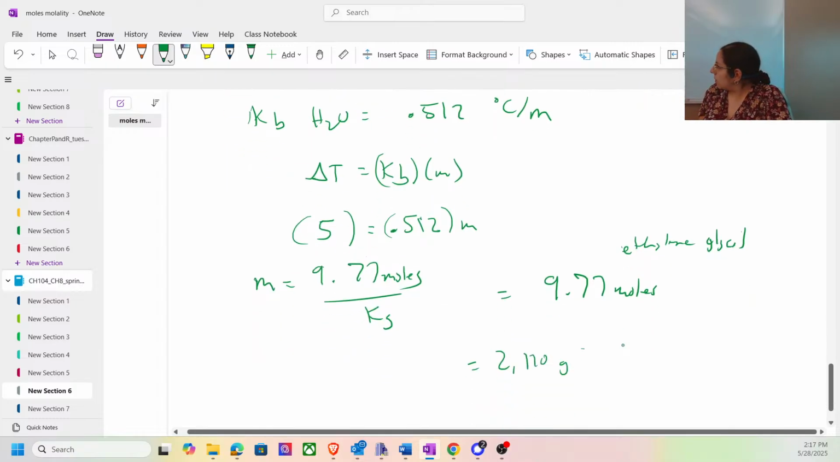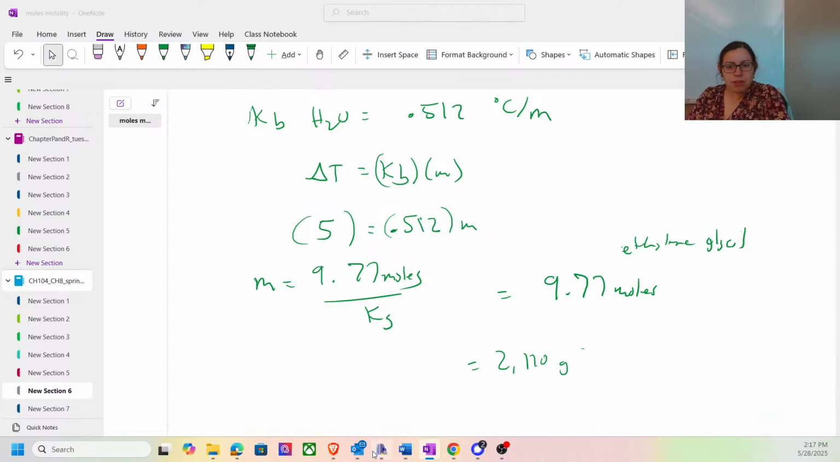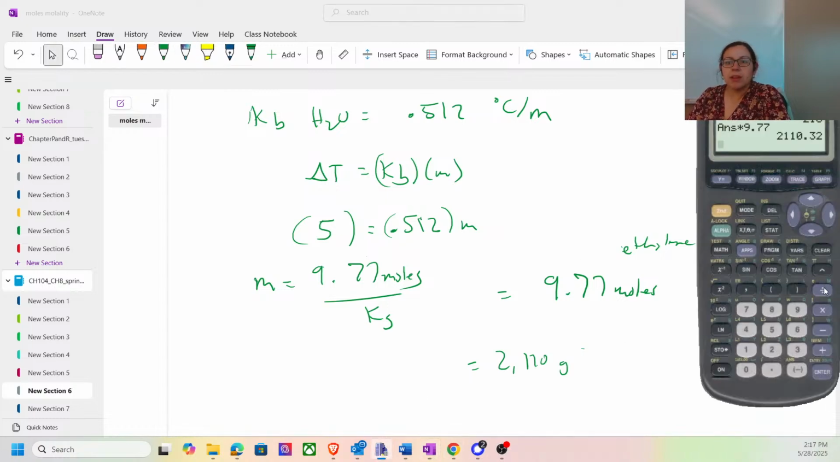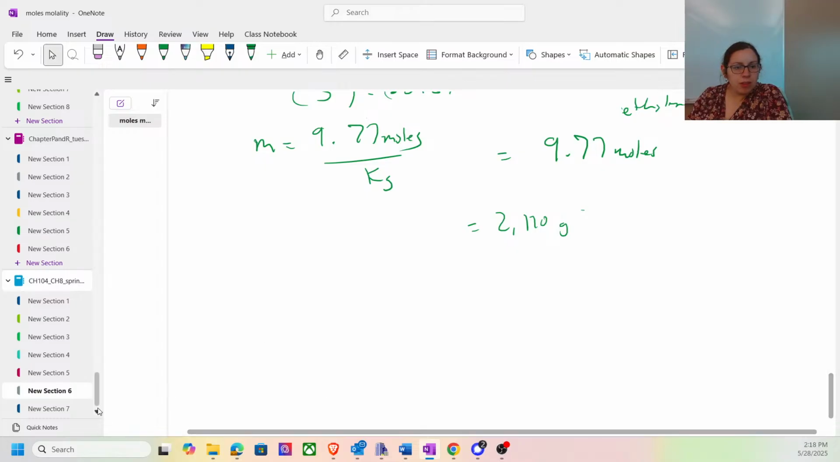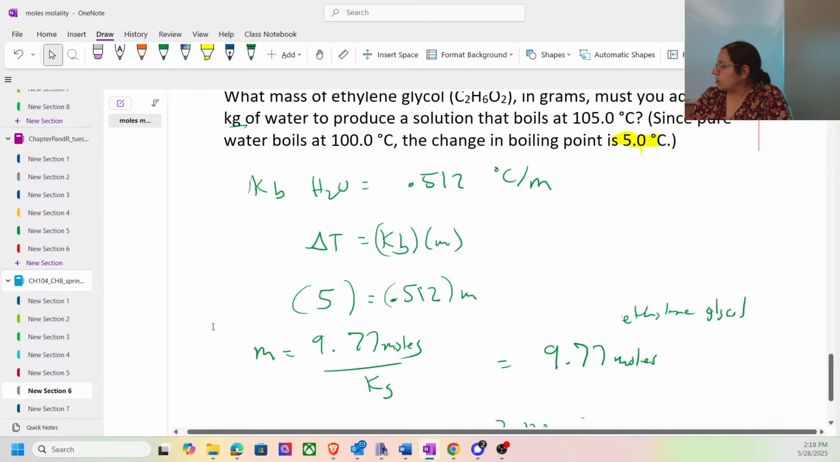Questions on that one? And then of course these problems are nice, you can always plug it back in. Divide by 216, get back to moles, and then multiply by our KB, so everything checks out again. Questions on this one?